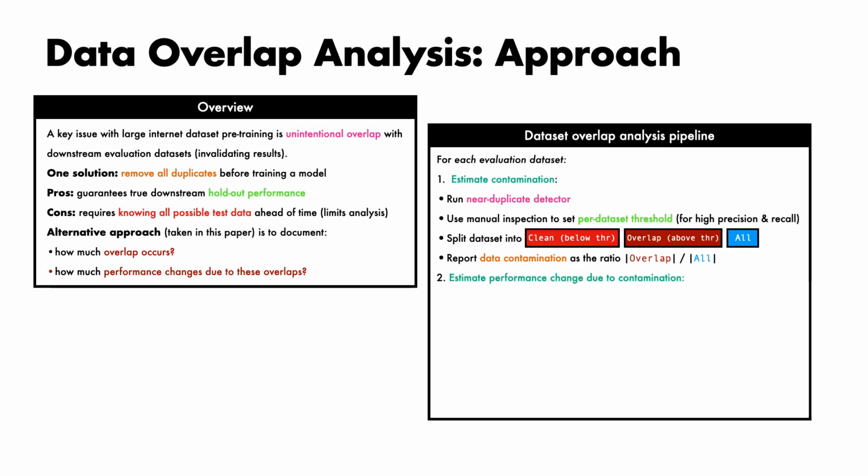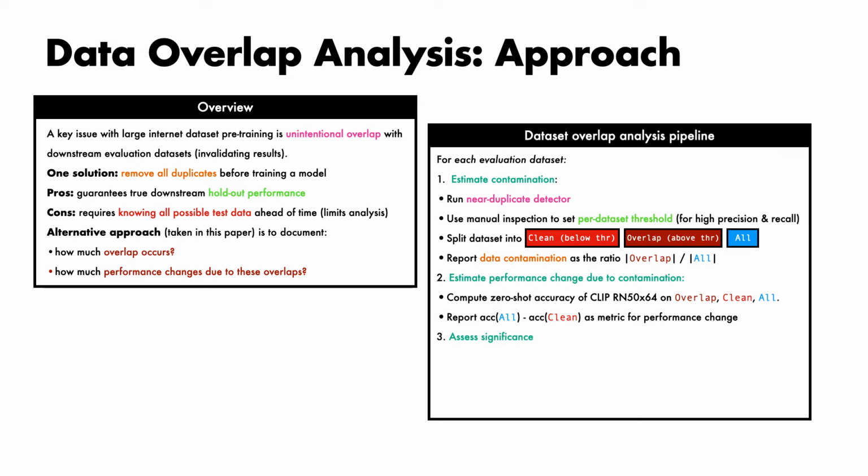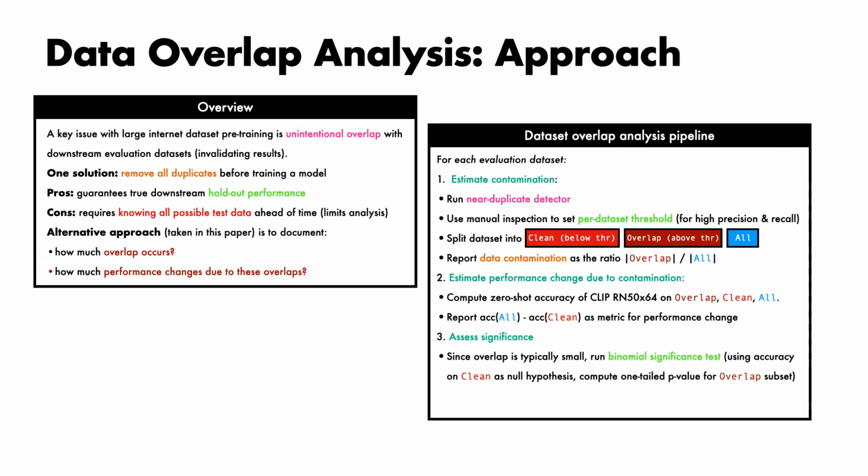Second, to estimate the performance change due to contamination, the zero-shot accuracy of a CLIP ResNet-50x64 model is computed on the overlap, clean, and All splits. The difference of the accuracy on the All split and the clean split is reported as a metric for performance change. Third, to assess significance, a binomial significance test is run using accuracy on the clean partition as the null hypothesis and computing a one-tailed p-value for the overlap subset. In addition, 99.5% Clopper-Pearson confidence intervals are computed on the overlap subset.